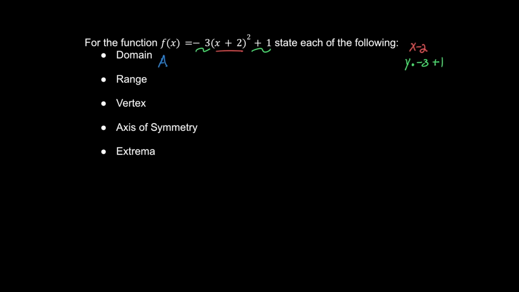Okay, so starting with domain. Domain here is typically all real numbers for the original parent function's domain. So if we transform this and our x rule of subtracting 2, if we subtract 2 from every single real number, we're going to end up with still having all real numbers. The domain of a quadratic, unless it's intentionally restricted, is just all real numbers.